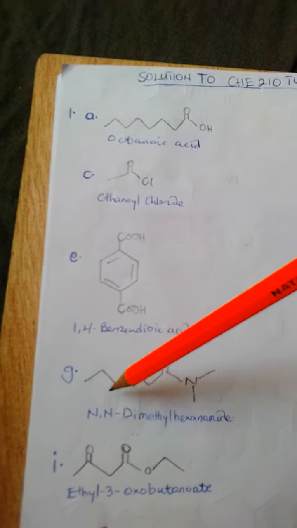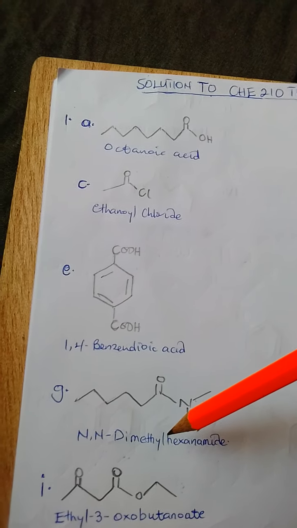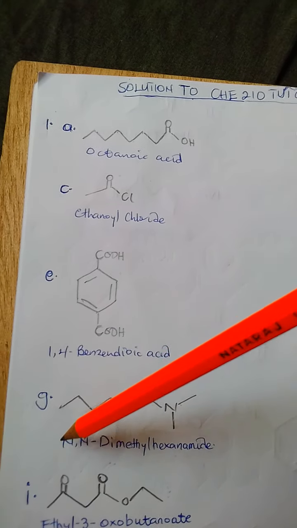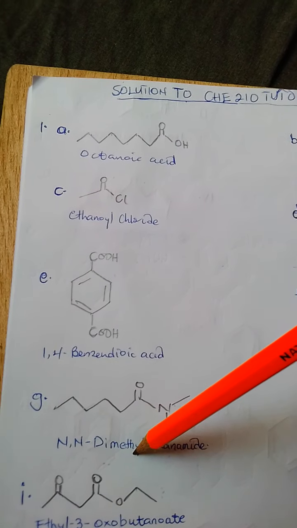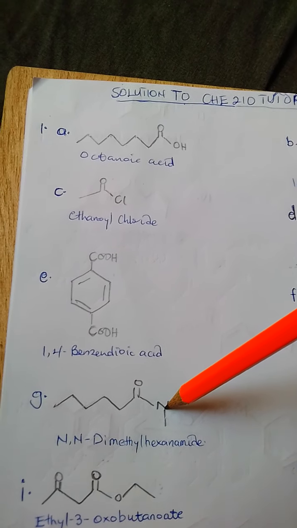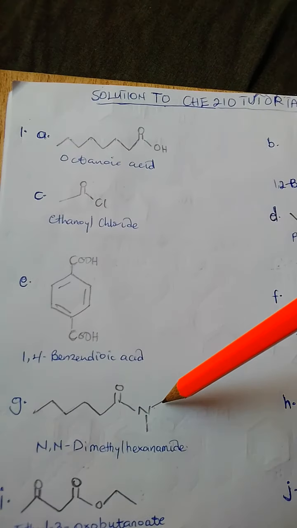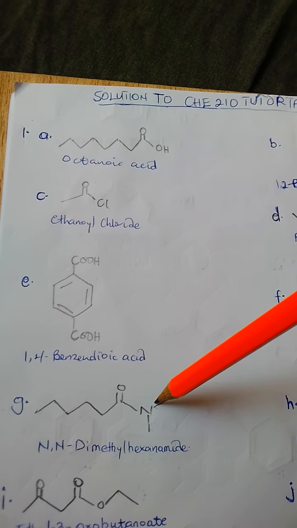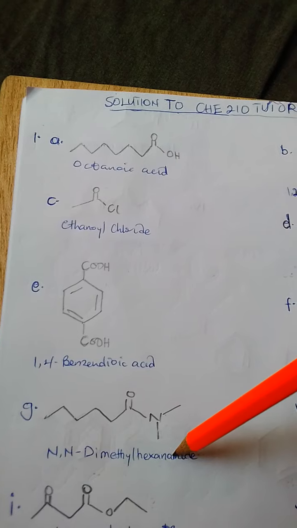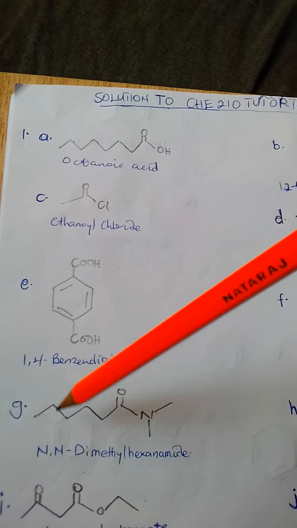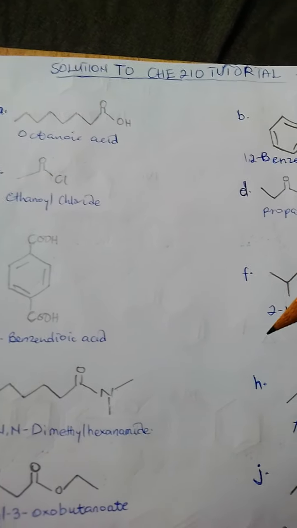If you come here, you have N,N-dimethyl hexanamide, which is in the question. The N,N means that you have 2 methyls on the N position of the amide. So N,N-dimethyl means that you have 2 methyl groups on the N. Hexanamide means that it is a 6 carbon compound.